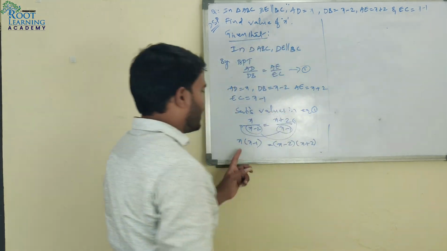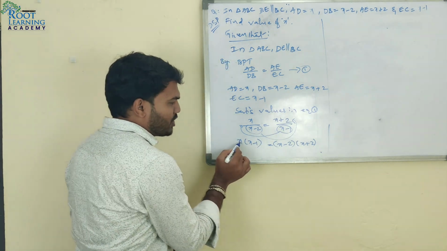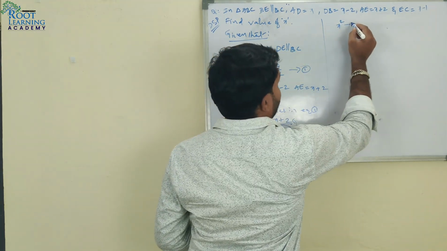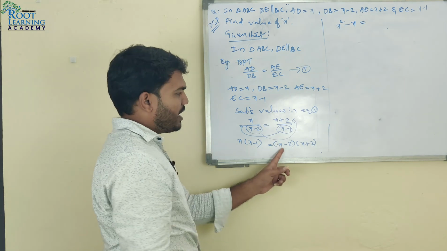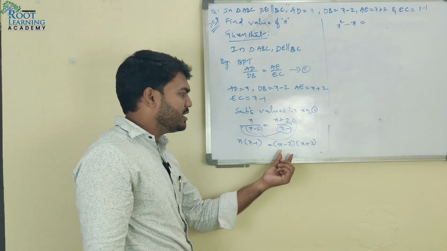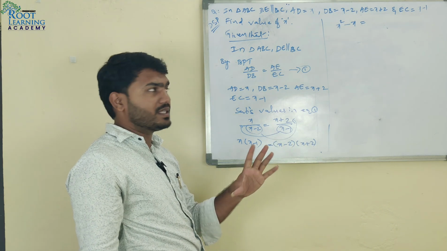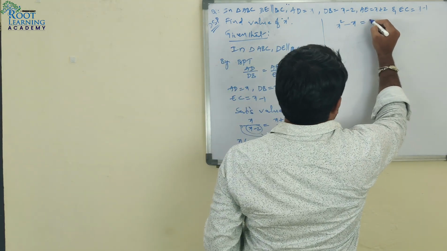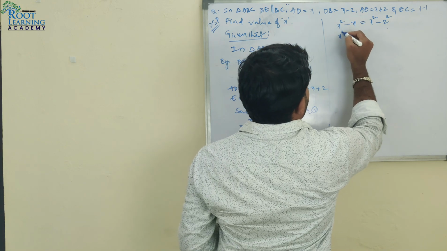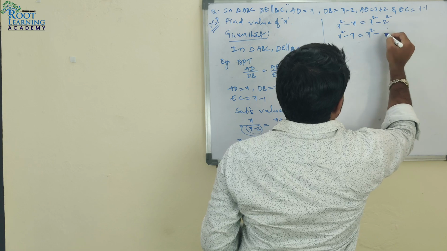Right. So here x into x minus 1 is equal to x minus 2 into x plus 2. By multiplication, x into x is x square, x into minus 1 is minus x, equal to x minus 2 into x plus 2. Simply here we can observe there is an algebraic identity, x plus y into x minus y, that is x square minus y square. By using that, here we'll get x square minus 2 square. So x square minus x is equal to x square minus 2 square, which is x square minus 4.